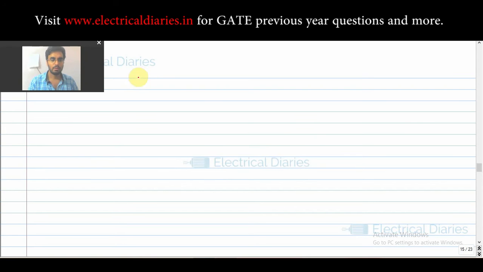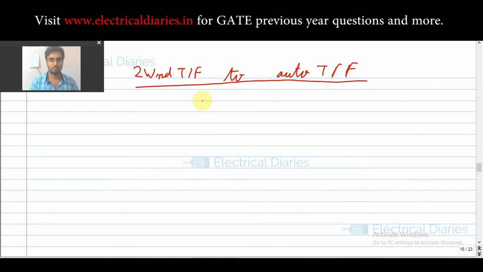Good day to everyone, and in this video we will see how we convert a two winding transformer of the same kVA capacity and same material into an auto transformer. Okay, so this is the topic: two winding transformer to auto transformer. The only formula that we need to remember is S auto upon S two winding. In this way we find out the kVA of the auto.